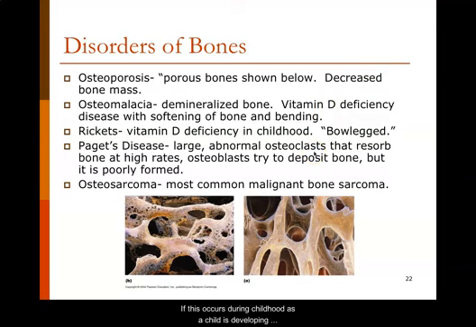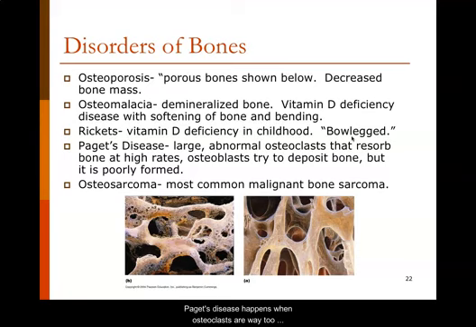If this occurs during childhood, as a child is developing, eventually the bone will ossify in a flexed position, right? As the weight of the body increases, particularly with the leg bones, that increased weight will result in the leg bones kind of bending and bowing because they're so flexible and they're not hard enough to support the weight of the body. When they do finally ossify, you get this ossification in a bent or bowed position. Sometimes that's referred to as bow-legged.